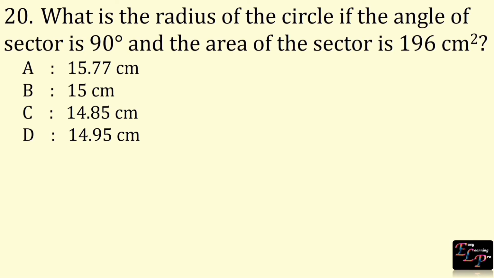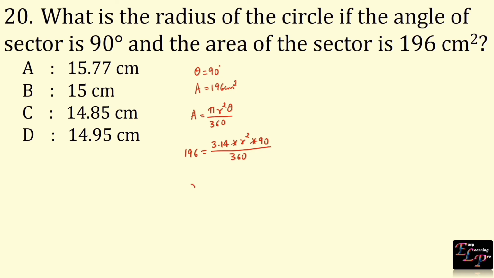What is the radius of the circle if the angle of sector is 90 degree and the area of sector is 196 centimeter square? Angle is given as 90 degree and area of sector is 196 centimeter square. We have to find the radius. Area of sector is given by pi r square theta divided by 360. Substitute the values. Area is 196 equal to pi, 3.14, into r square into angle 90 divided by 360.